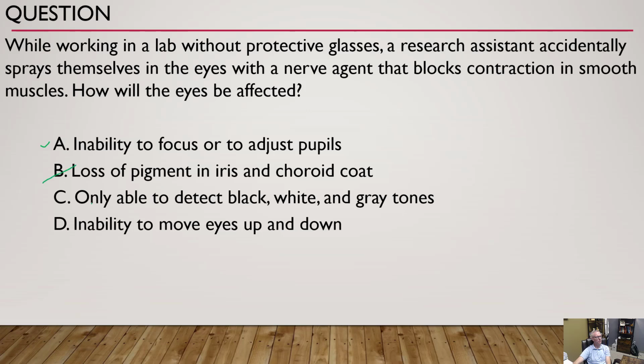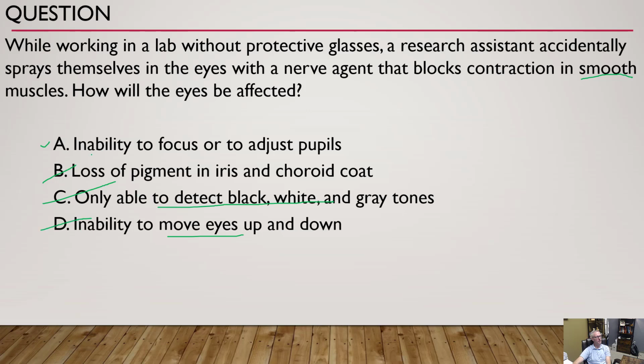No. Only able to detect black, white, and gray tones. So that's rods and cones. No. That's more genetic makeup. No. Inability to move eyes up and down. So smooth muscle, inability to move eyes up and down, that's skeletal muscle.